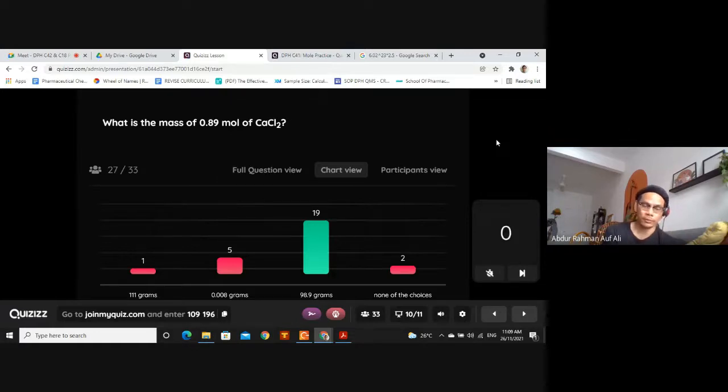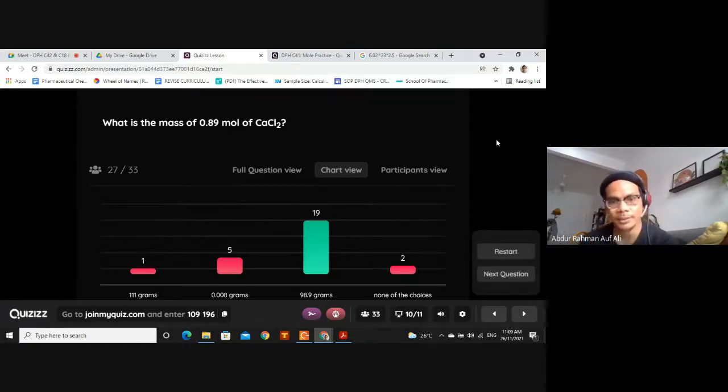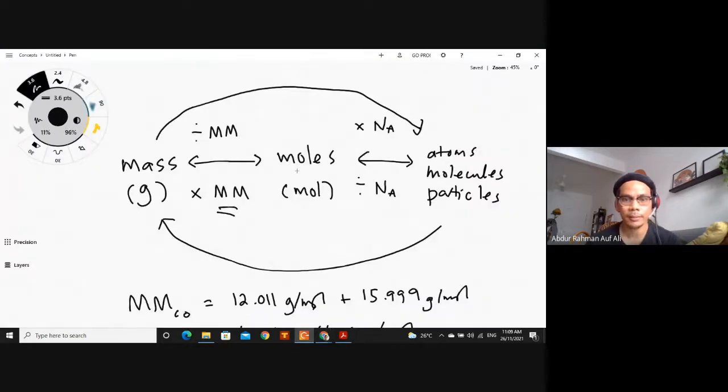For those who answered incorrectly, pay attention. So how did 19 of you get 98.9 grams? First, let me show this diagram again. If from the number of moles, which is here in the middle, you want to find the mass, you're working your way back. Look at the bottom here. Working your way back, from moles going to mass, you multiply by the molar mass. Maybe this is confusing because of the arrows.